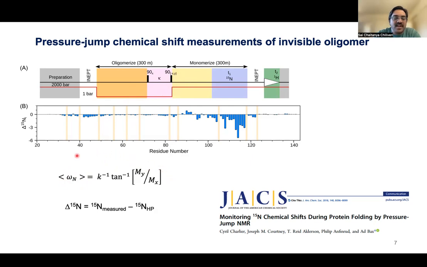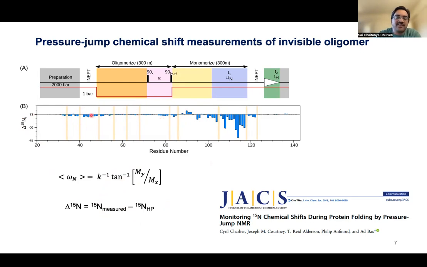And these nitrogen chemical shifts were plotted along the residue number. Here the y-axis is the delta 15N, which is the 15N chemical shift measured from this formula under the experimental condition, subtracted from the 15N chemical shift under high pressure. As we can see, the majority of the residues around the region 100 to 120 experience large chemical shift changes, suggesting that the chemical shifts at 1 bar for this region are predominantly different from the chemical shifts at high pressure. We also see small chemical shift changes for the region 80 to 100 amino acids, and also for 35 to 55 amino acids.